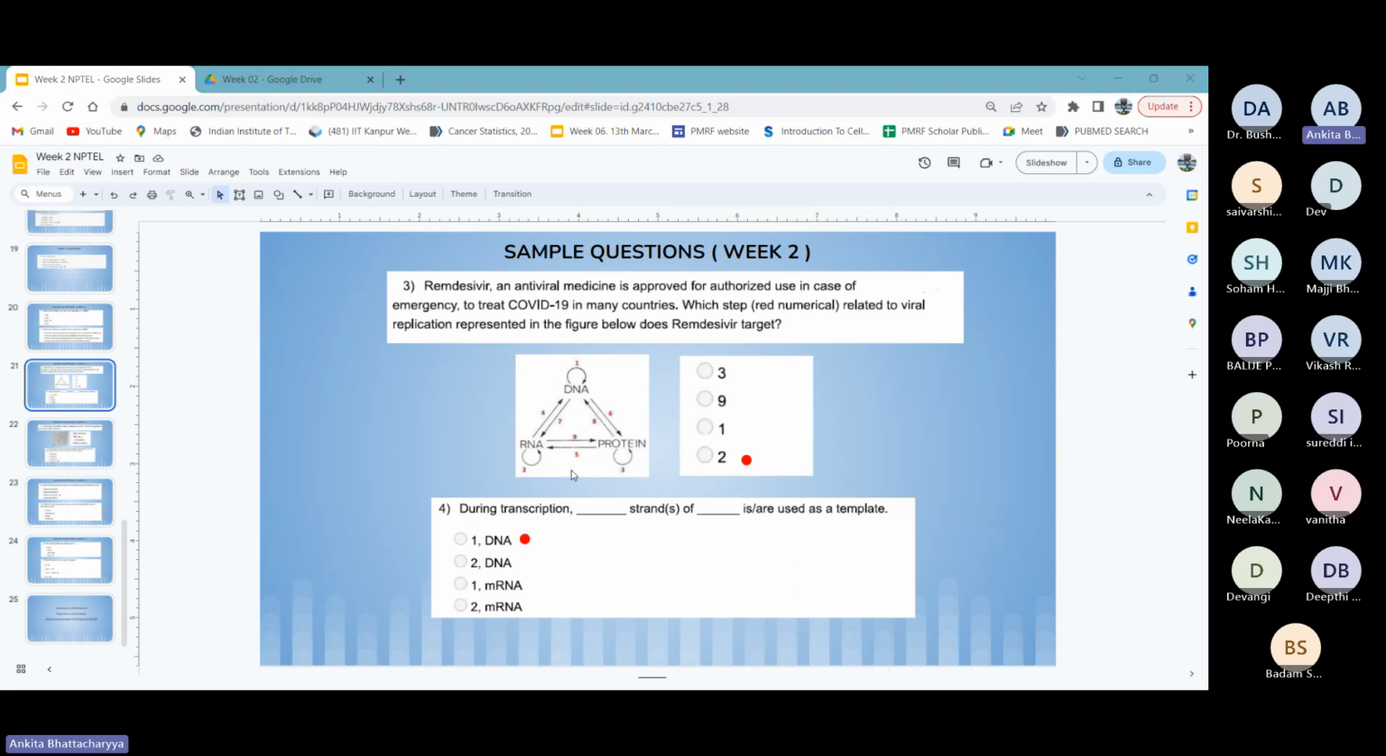Then we're being asked about transcription. So during transcription, which strands of DNA are used as template? Quite an easy question. If you talk about the molecule which is being used, that is certainly DNA, because DNA is used as a template for synthesis of mRNA. And if we talk about the number of strands being used, we know that certainly only one strand is used as a template, and that only undergoes the process of transcription.